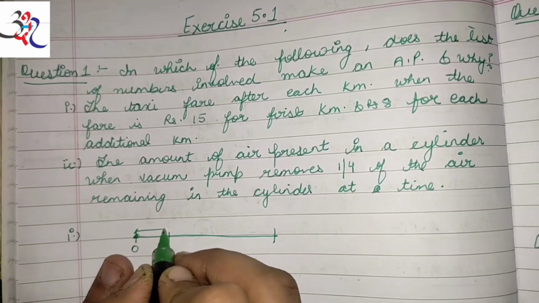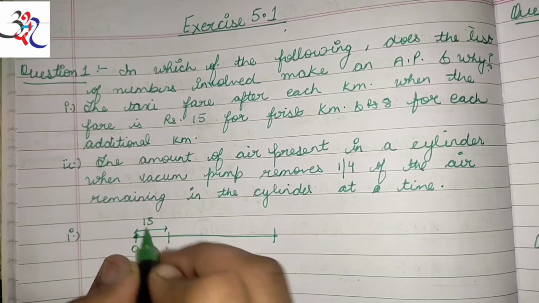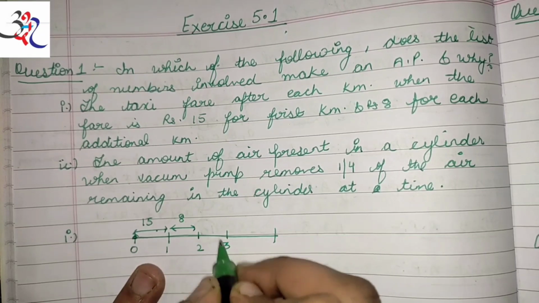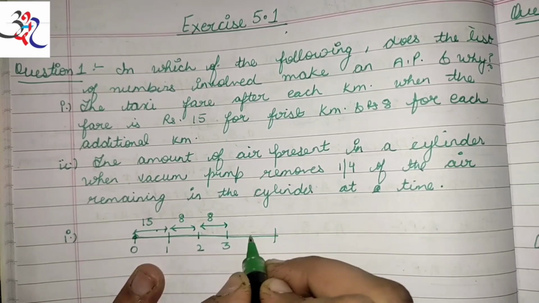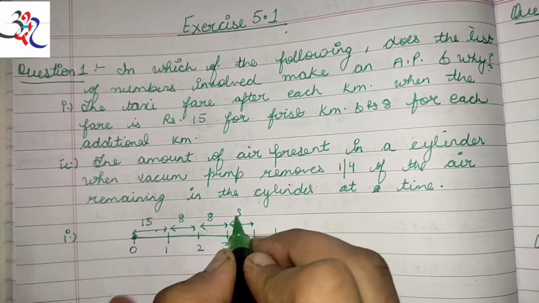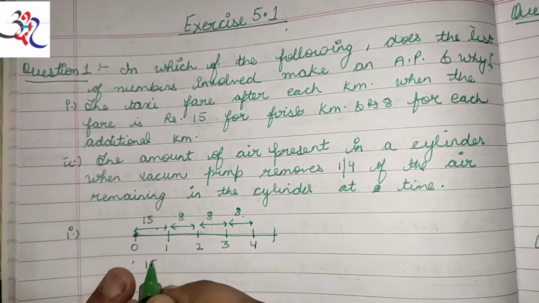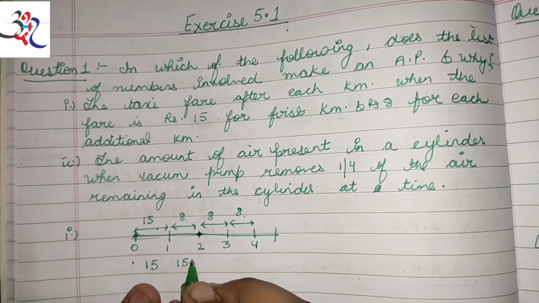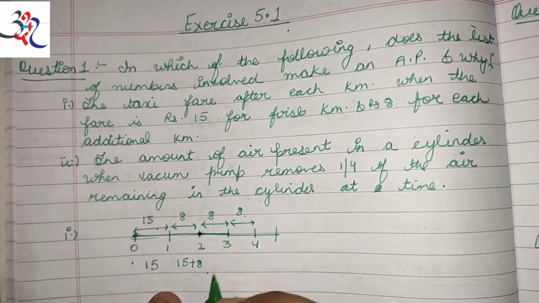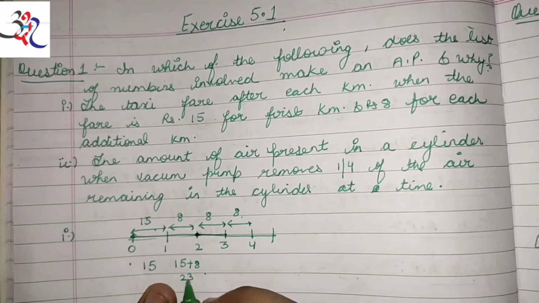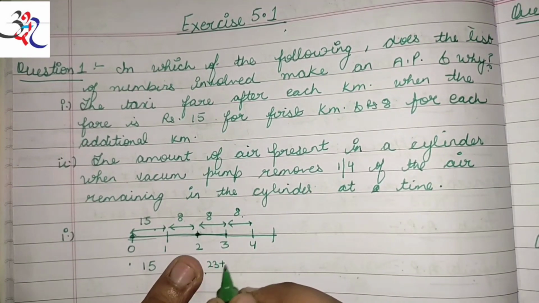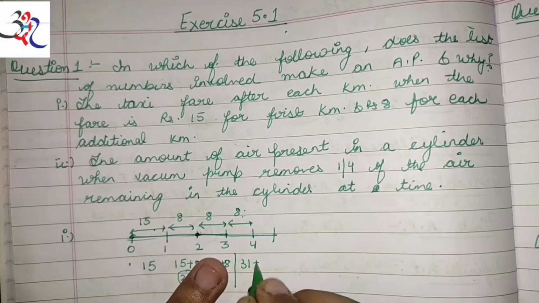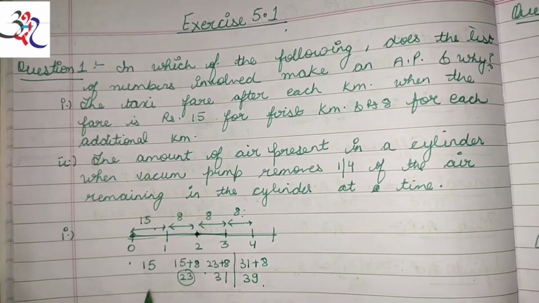So for the very first kilometer, I have to pay rupees 15, and for each next kilometer, I have to pay rupees 8 extra. Okay, so what does it mean? That for the first kilometer it is 15. If I am traveling 2 kilometers, then my fare will be 15 plus 8, which is 23. Then my fare will be 23 plus 8, which is 31. And if I have to travel 4 kilometers, then my fare will become 39.